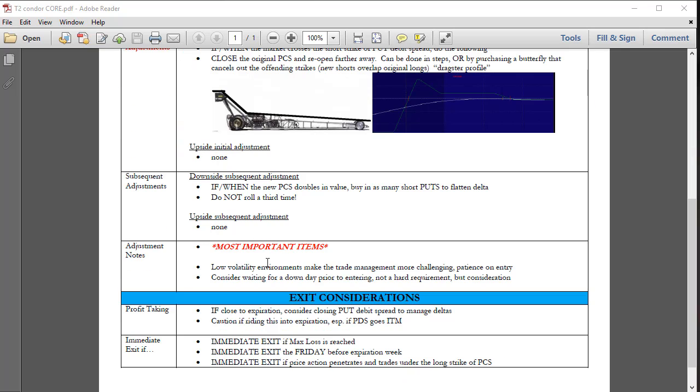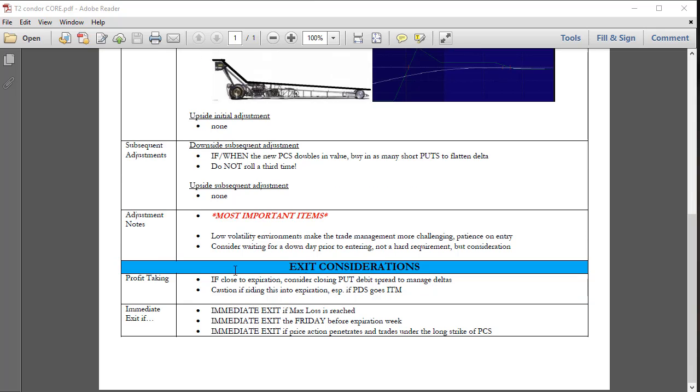Now, most important items: low vol environments make trade management more challenging. Patience on entry. We don't go chasing price, and consider waiting for a down day. When you're in profit taking mode, if you're close to expiration, consider closing the put debit spread to manage deltas. Caution going into expiration, especially if the debit spread goes in the money.